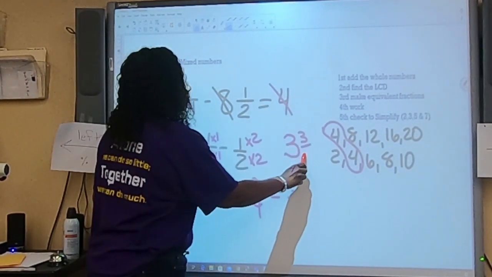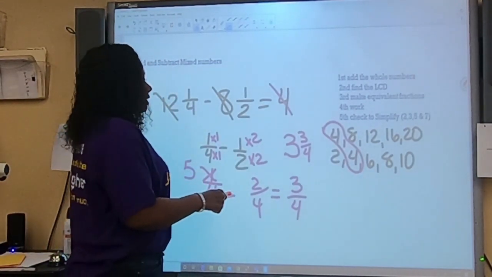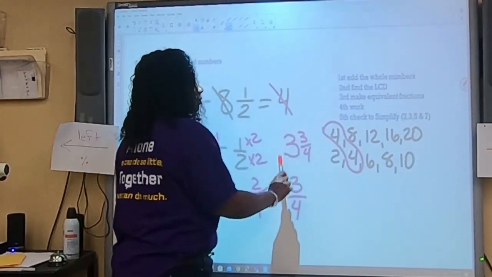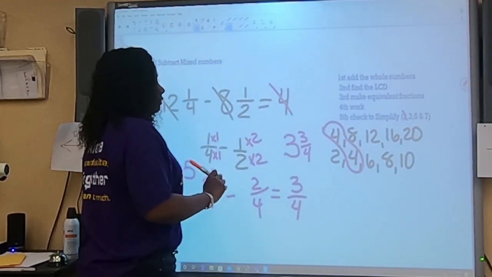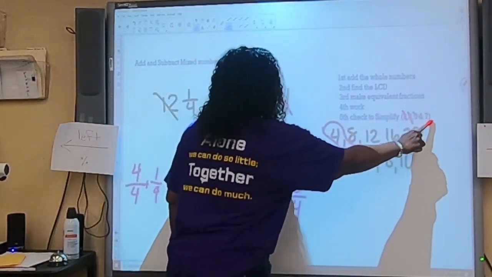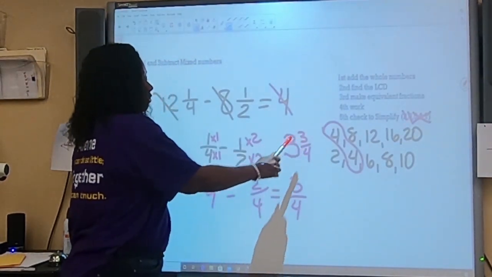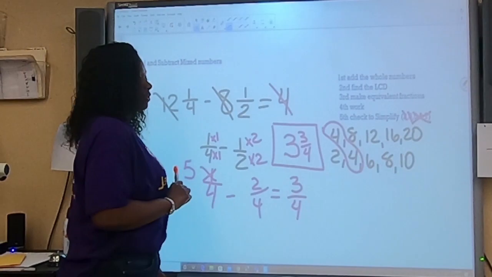Write it with my whole number. And I check to simplify. When I skip count by 2, do I say 3? Nope. When I skip count by 3, do I say 3? Yes. But do I say 4? No. 5 and 7 are too big. They're bigger than 3. So my simplest form is 3 3/4.